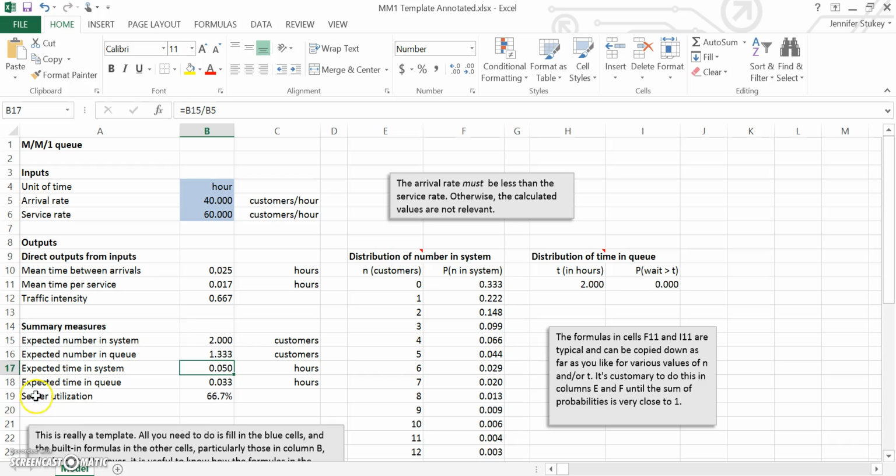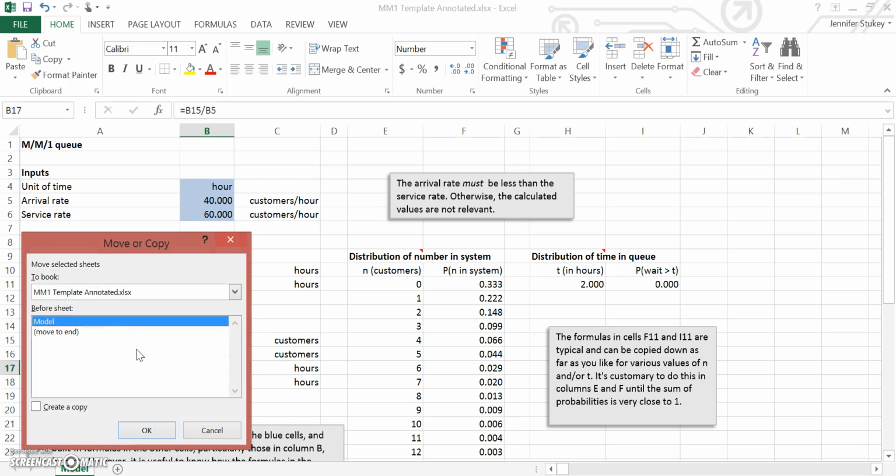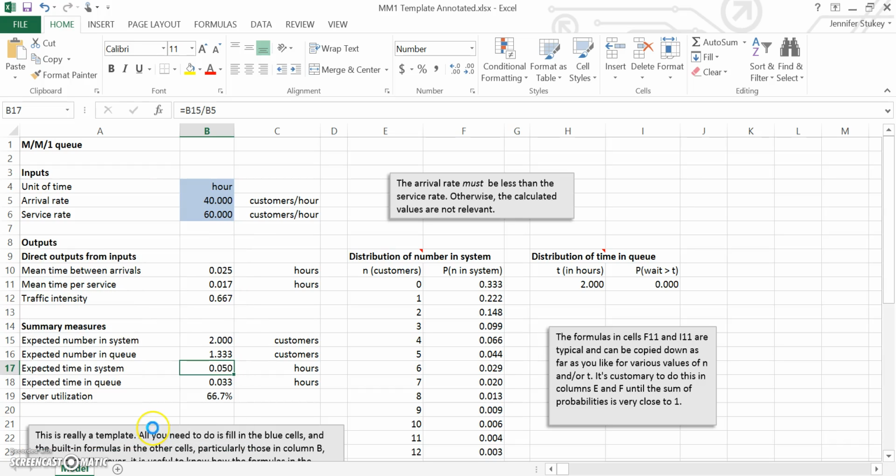First of all, you can't do them both on the same template at the same time. You'll have to do one and then you'll have to do the other. The easiest way is to do two different templates and label them as fast or slow or something like that. You hit move or copy, and you can create a copy of this worksheet, and then you can do both of them. You can relabel the worksheet pretty easily.